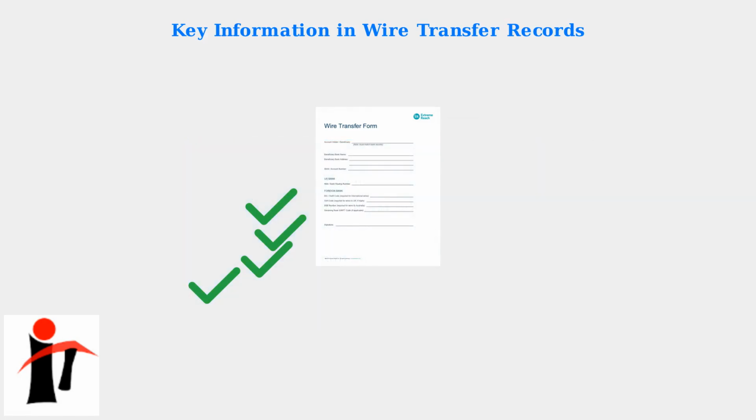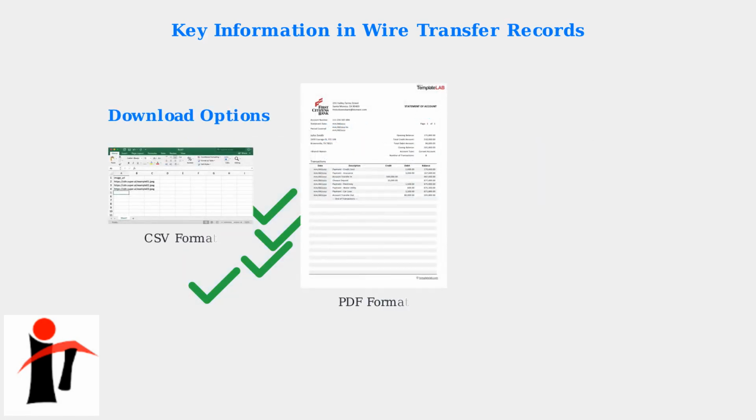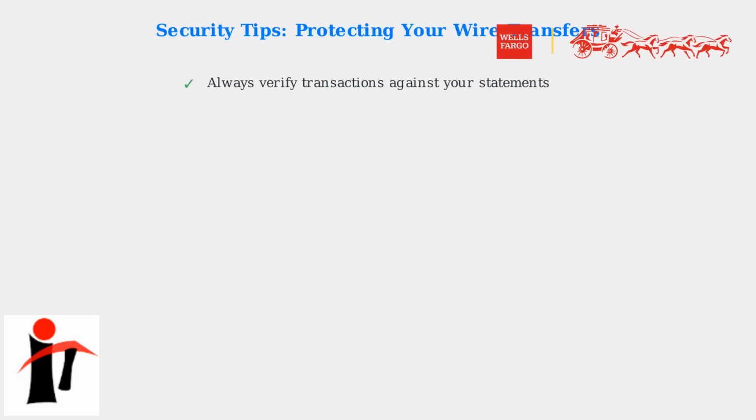For record-keeping purposes, you can download your transaction history in formats like CSV or PDF, making it easy to store and review offline. Having access to these details ensures you can maintain accurate financial records and address any concerns promptly. Security is paramount when it comes to wire transfers. Always verify transactions against your statements to ensure accuracy. Enable notifications for wire transfers that exceed a certain threshold to stay informed of large transactions.